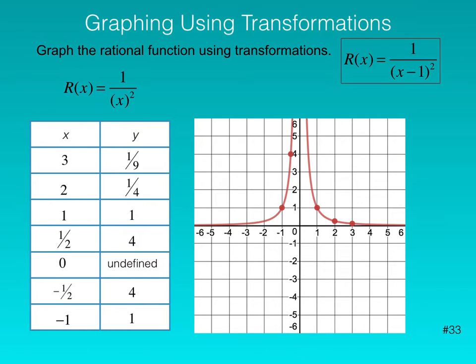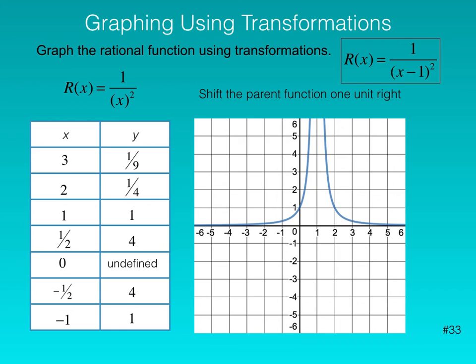But we want to graph the function 1 over x minus 1 quantity squared. Now that means we want to shift that parent function 1 unit to the right. And so here is the graph of the function r of x equals 1 over x minus 1 quantity squared.